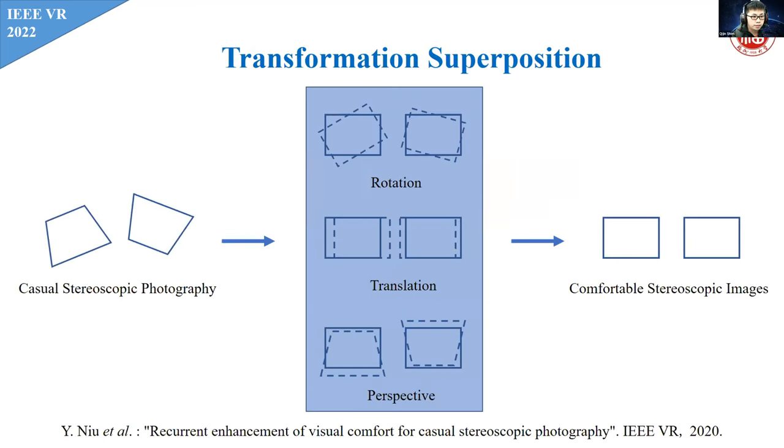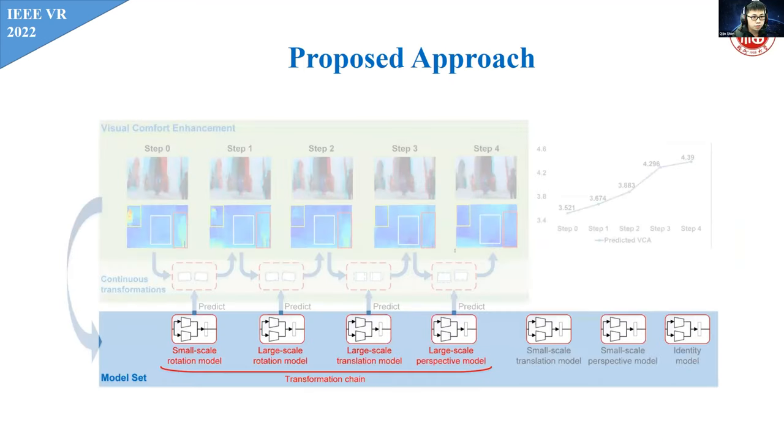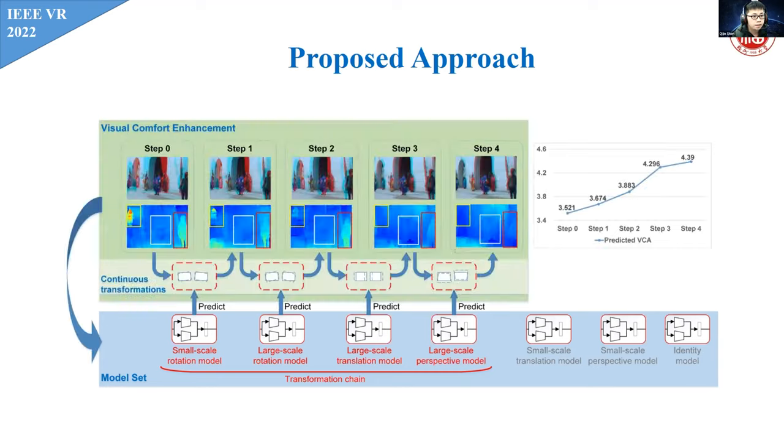Following NeuroAI, we assume that by superimposing some basic transformations, including rotation, translation, and perspective, images from casual stereoscopic photography can be transformed into comfortable stereoscopic images. To achieve the continuous transformation superposition, we prepare a collection of multi-type and multi-scale continuous transformation models. These models can predict continuous transformations of left and right views to make stereoscopic images more comfortable. Then we train an agent to determine an optimal transformation chain to recurrently handle both the geometric constraints and the disparity adjustment, and thereby enhance the visual comfort of stereoscopic images.